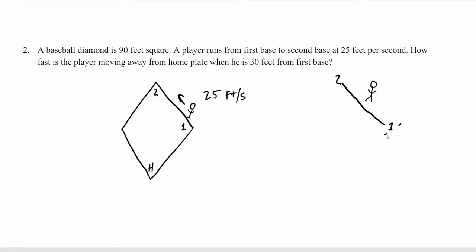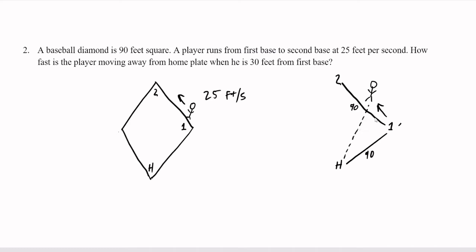Now, if you're a baseball person, you might be like, well, that's not exactly how the bases are set up, but we're pretending the bases are at the corners of the square, just to make life easier. Okay, I know this is 90 feet, this is 90 feet. And so I have what? I have a distance moving this way from 1 to 2. But look, I also have this distance here that I'm trying to learn about.